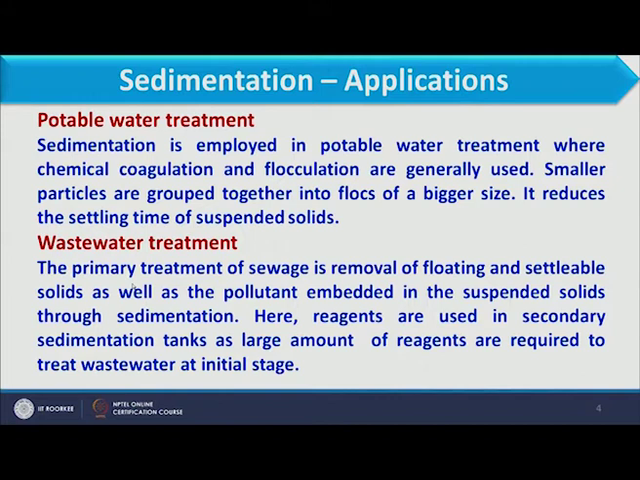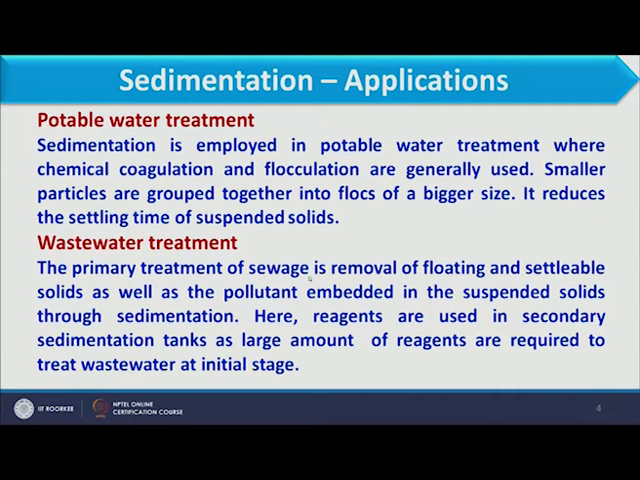So, they prepare the flock, and because it becomes of higher size, it will have higher mass. So, more mg will be applicable over here. So, it will settle faster in comparison to a smaller size. So, it is used in potable water treatment and it is also used in wastewater treatment plants.